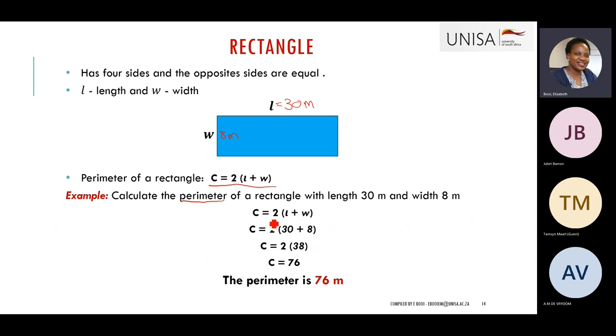So substituting into the formula, we know that C = 2. The perimeter is always referred to with the C, which is also called the circumference. Circumference and perimeter are one and the same thing when it comes to measurements. So C = 2 times (L + W). Our L is 30, our W is 8, so 30 plus 8.